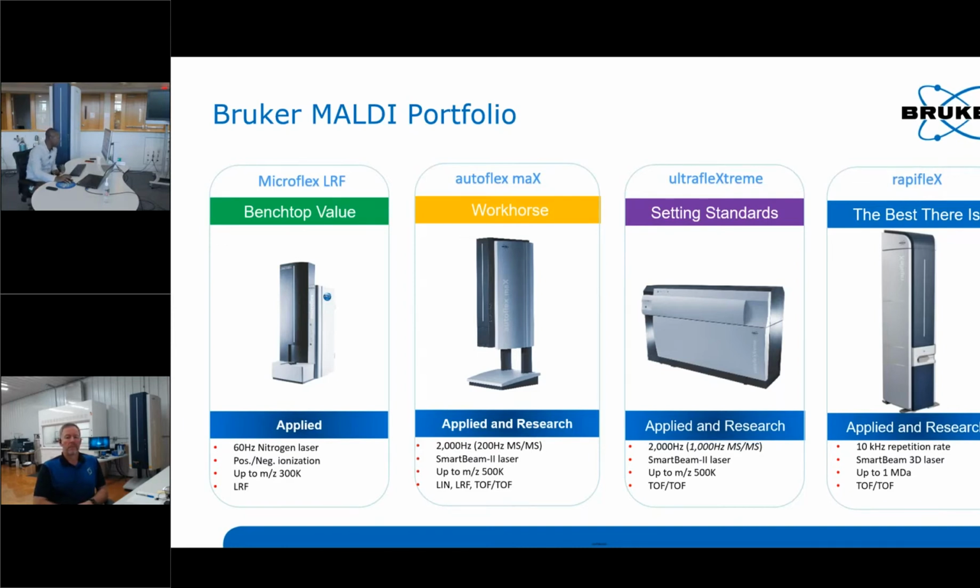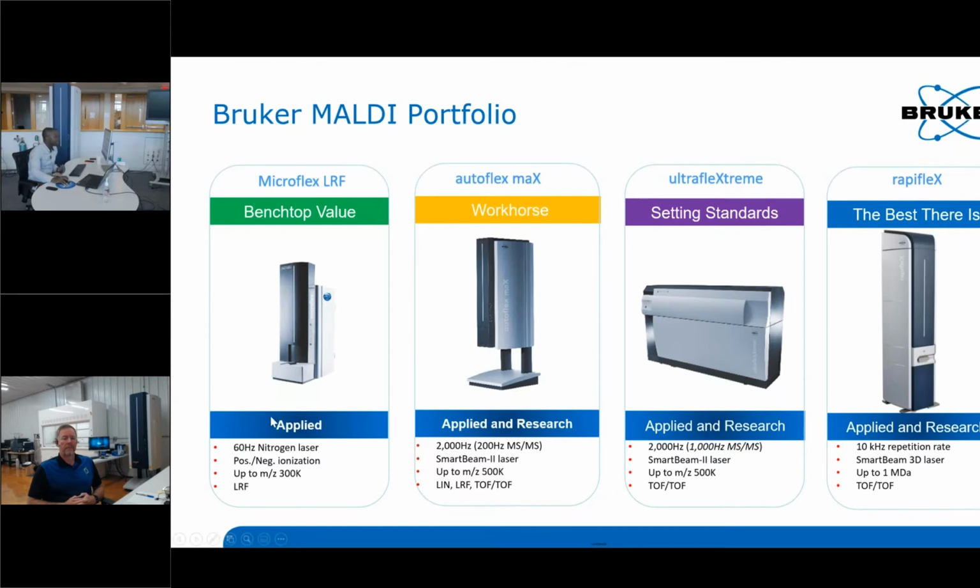This one comes equipped with a 2000 hertz Smart Beam 2 laser, and this is a solid state laser that lasts a very long time compared to a nitrogen laser. It also has a mass range up to 500,000 Dalton, and comes in different configurations. You can have it in linear mode only, or linear and reflection mode, or TOF. And the nice thing about this is if you choose to go with the linear mode, for example, it's field upgradable. Basically, you can upgrade it over time to a linear and reflection or TOF MS experiments.